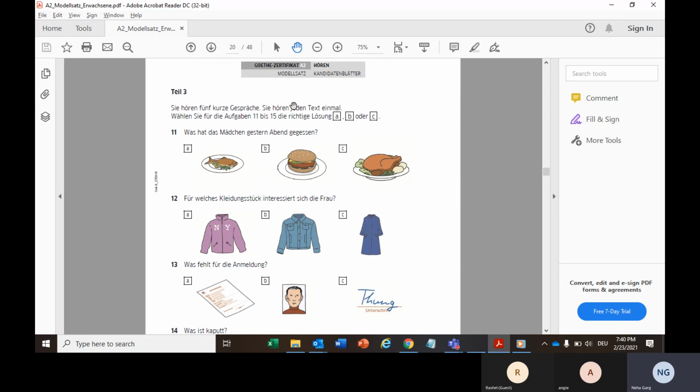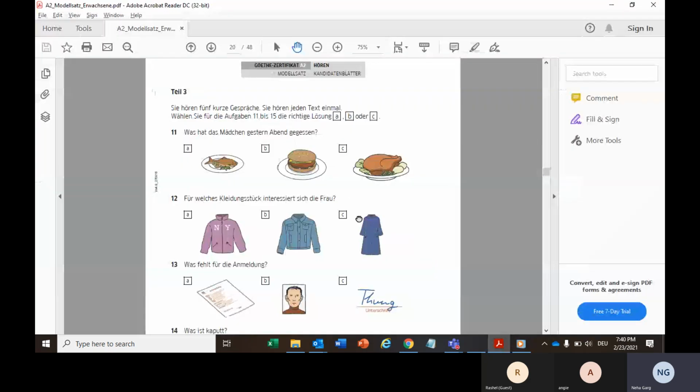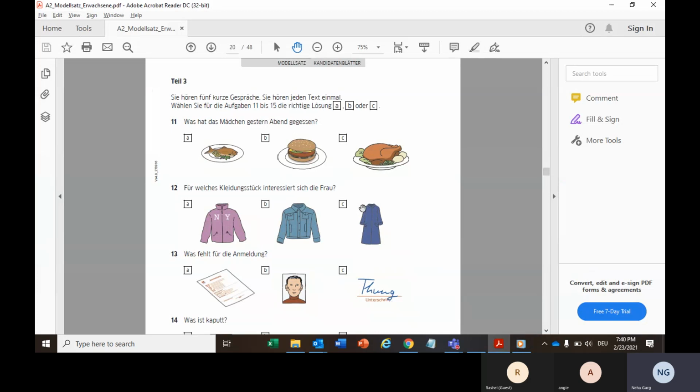Hier hören Sie den Text einmal. Unsere Schifffahrt... Ende Teil 2. Teil 3. Sie hören 5 kurze Gespräche. Sie hören jeden Text einmal. Wählen Sie für die Aufgaben 11 bis 15 die richtige Lösung A, B oder C. Lesen Sie jetzt Aufgabe 11.